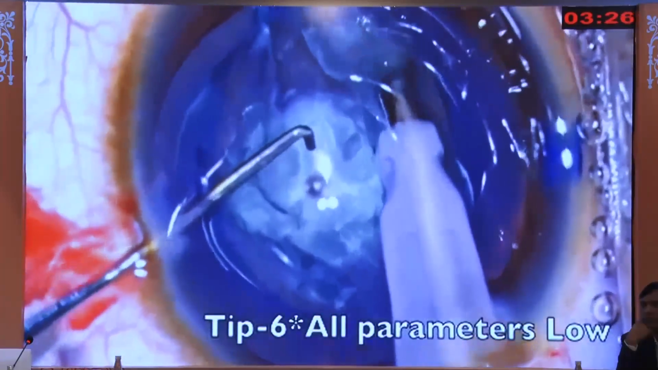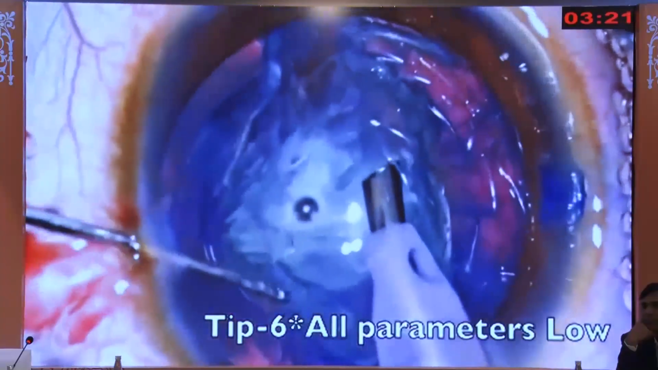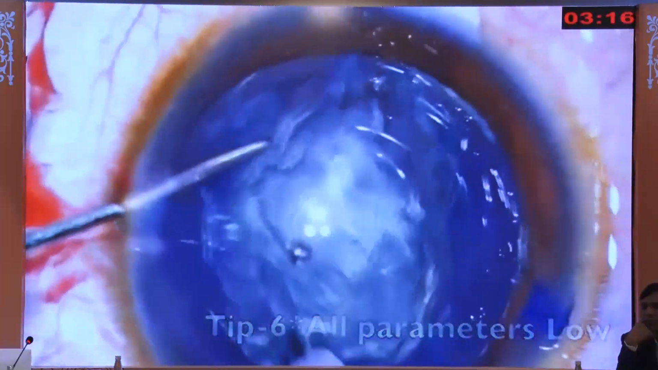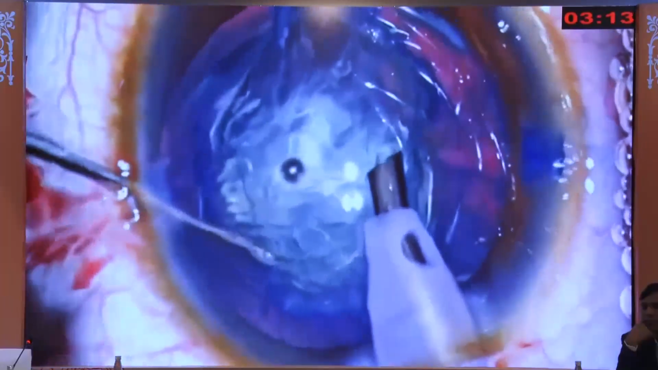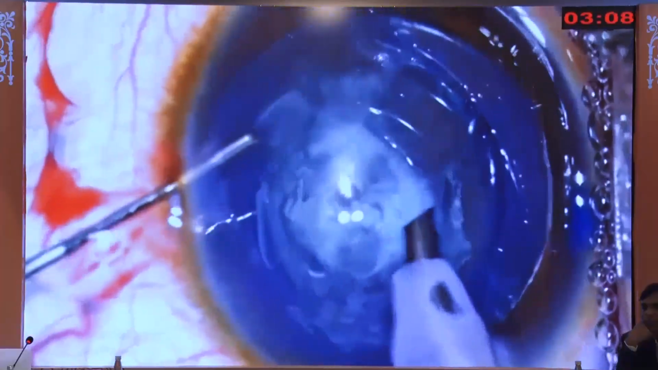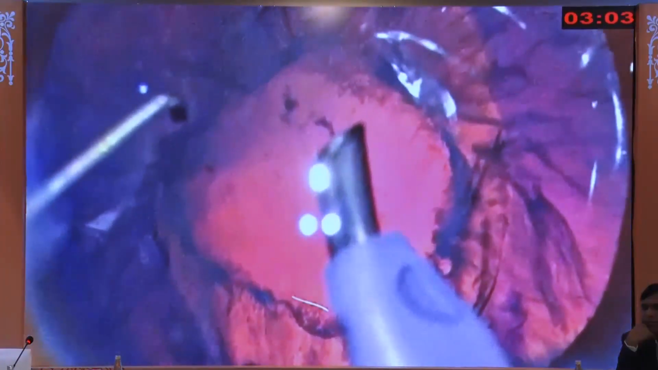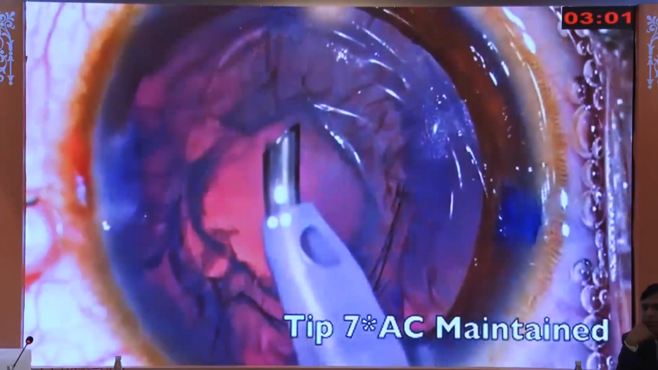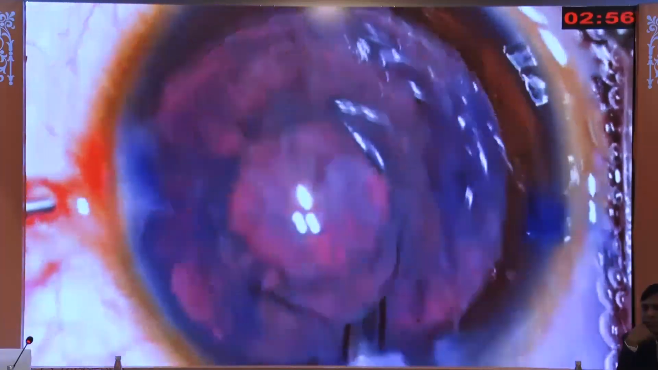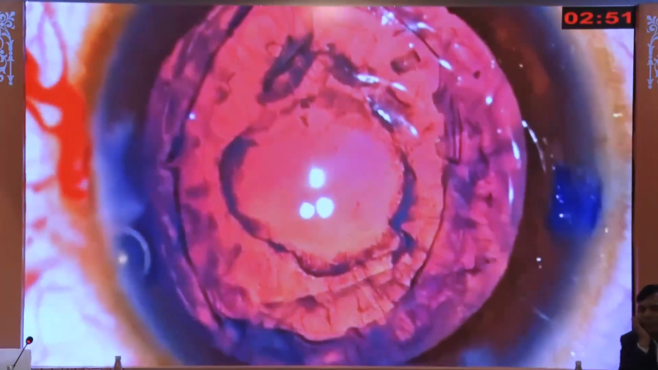Now when we are doing these things, every parameter should be very low. Bottle height is low, phaco power very less because we don't need phaco power, and vacuum is less. We are trying to uplift the nucleus from the side, away from the posterior capsule, before taking it out. We are trying to stay away from the posterior capsule. The AC should be maintained. So whenever you are removing the instrument, you should always inject viscoelastic inside the eye. That will make your chamber stable and will not increase the PC rent if it is there.